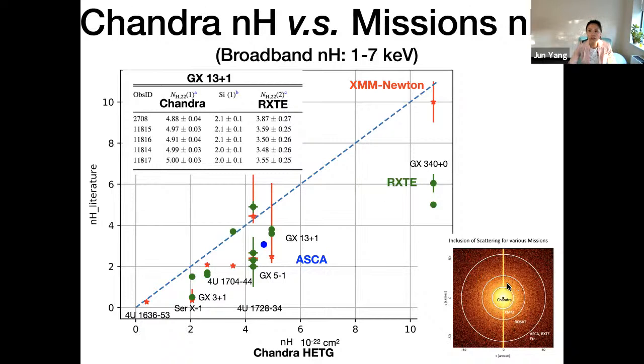This map shows the PSF comparison between the different instruments, with the scattering included. So Chandra has a smaller PSF. And we compare the H value from Chandra with the other instruments for this source. The observations are XMM-Newton in red, RXTE in green, and ASCA in blue. So we can say all the sources are below the equality line. As the H value becomes larger, they more likely diverge and more scattering goes away.